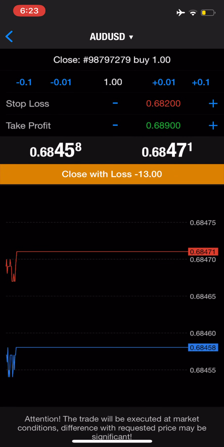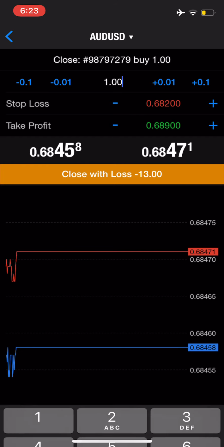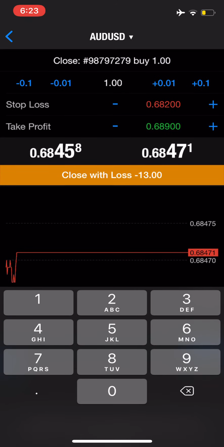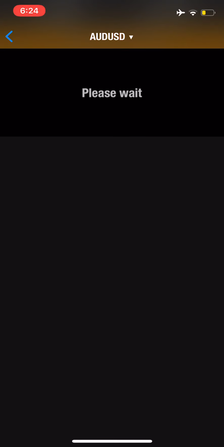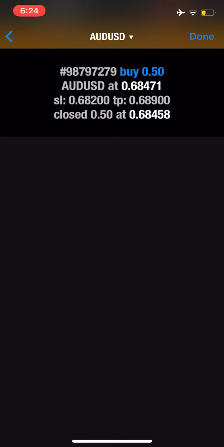Once you click close, you close at $13 loss. If you want to close a portion of the trade, you tap on the lot size, which is 0.1. You can change it to 0.5. This means you just close half of the trade, right? And then the other half will remain open, right? Sometimes it takes a second to close, depending on the strength of your Wi-Fi, right?